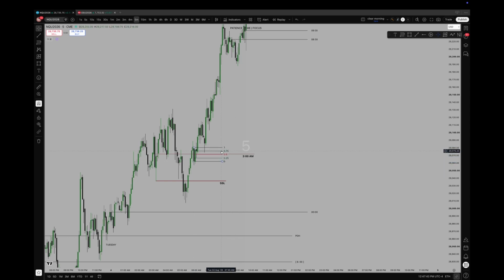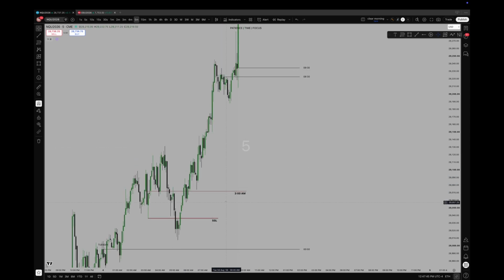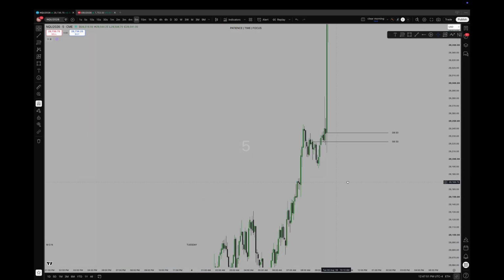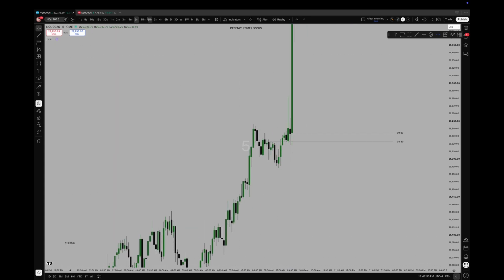Hits the upper quadrant and then rips higher, higher, higher. So that's for your London. And now finally, for the best part, is New York.